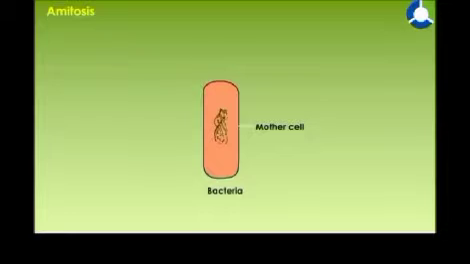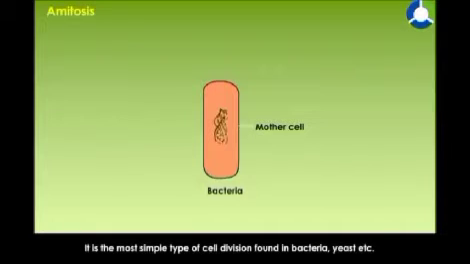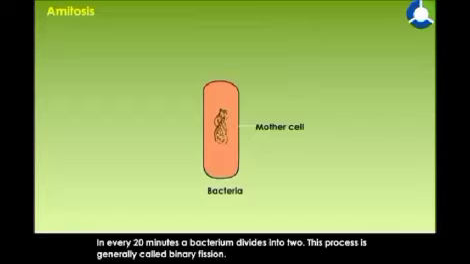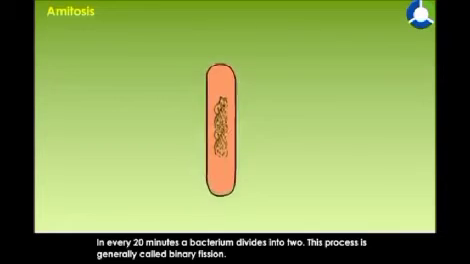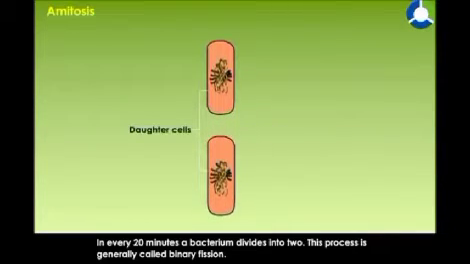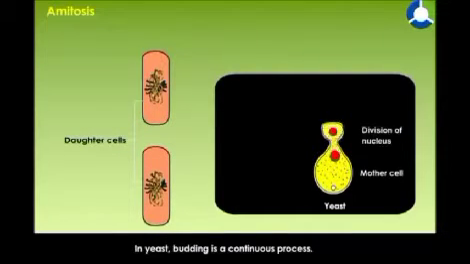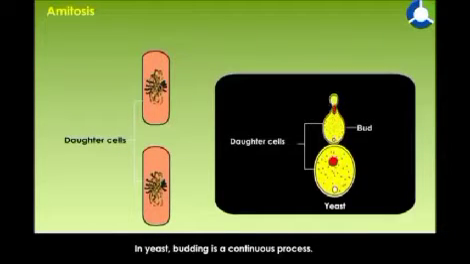Mitosis. It is the most simple type of cell division found in bacteria, yeast, etc. In every 20 minutes, a bacterium divides into two. This process is generally called binary fission. In yeast, budding is a continuous process.